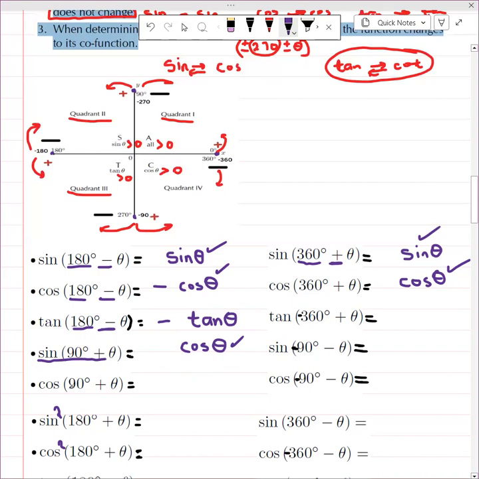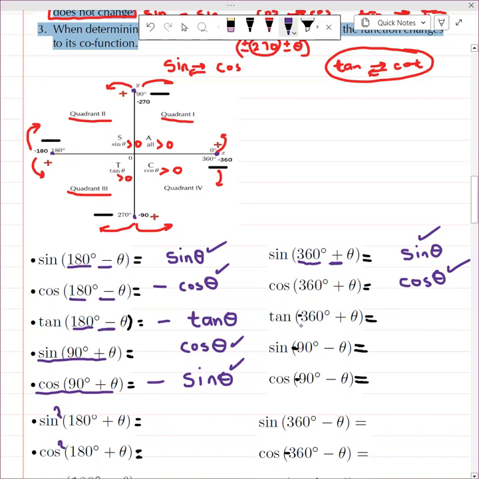And then let's do this one. This one is still in the second quadrant. But because I have a cos now, my sign is going to be negative. And then because I have 90, the cos will change to sine. So I'm going to have negative sine theta there. Right. And then let's come this side.